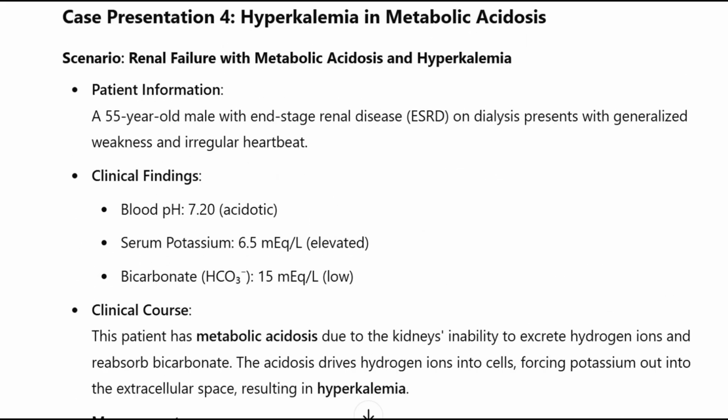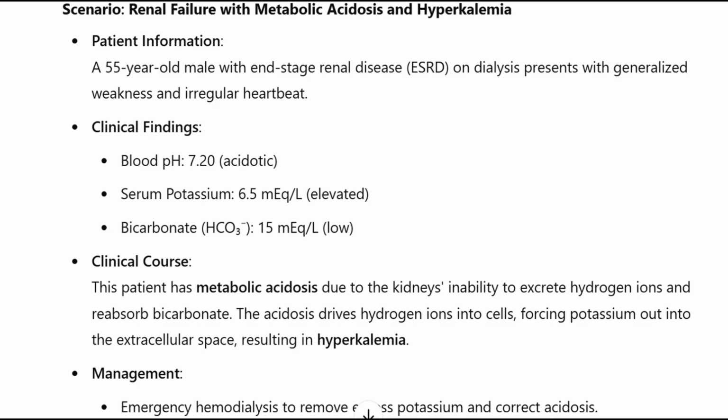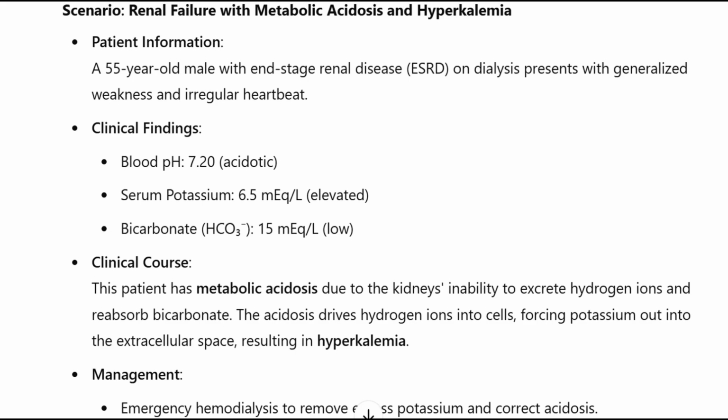Case presentation 4. Hyperkalemia in metabolic acidosis. Scenario: renal failure with metabolic acidosis and hyperkalemia. Patient information: a 55-year-old male with end-stage renal disease, ESRD, on dialysis presents with generalized weakness and irregular heartbeat. Clinical findings: blood pH 7.20, acidotic; serum potassium 6.5 mEq/L, elevated; bicarbonate HCO3 15 mEq/L, low.